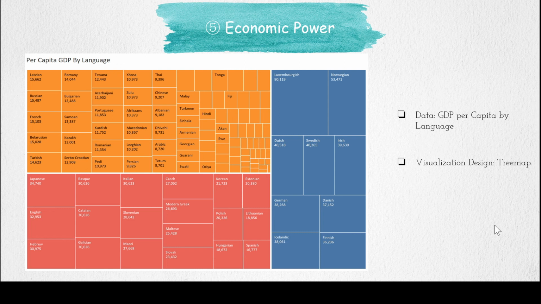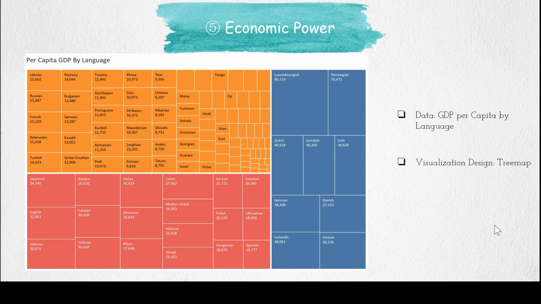The first one is blue. As shown in our visualization, it has the highest GDP, from 36,000 to 18,000. Most of them are developed countries. Luxembourg has the highest per capita GDP. It can be said that there is no direct relationship between the number of people and the per capita GDP, so it doesn't mean that you will have more money if you speak Luxembourgish.